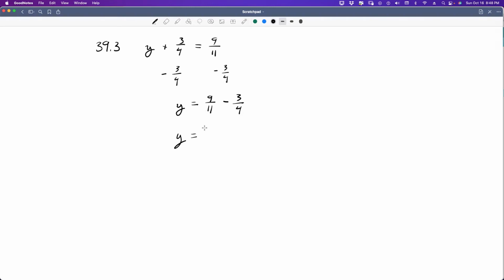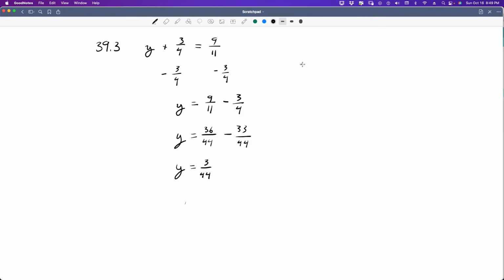So 4 times 9 is 36, and 4 times 11 is 44. Minus 11 times 3 is 33, and 11 times 4 is 44. Now I have some values that I can combine. So I have y is equal to 36 minus 33, because 36 is the larger number and it's positive. My answer is going to be a positive 3 over 44. That's the answer.